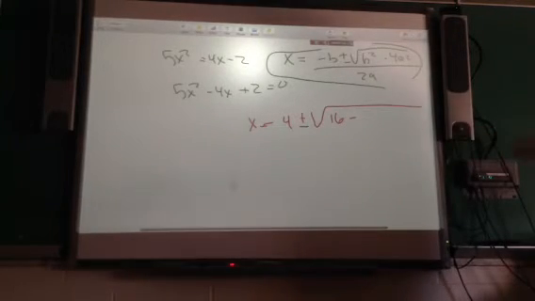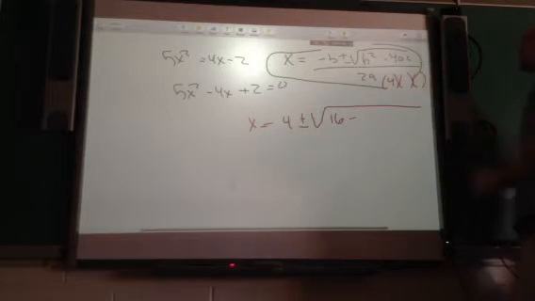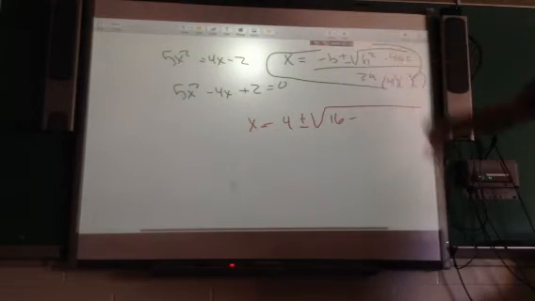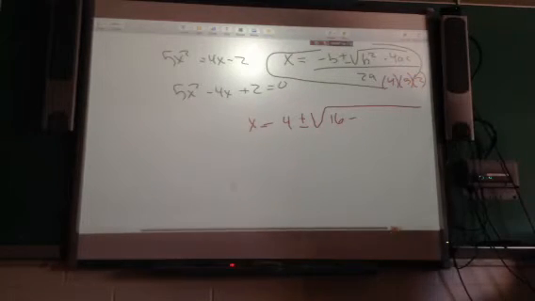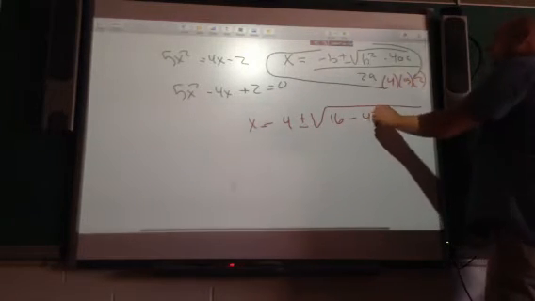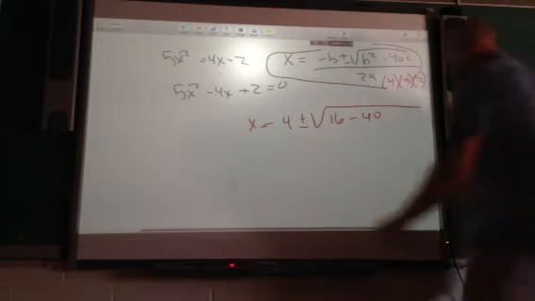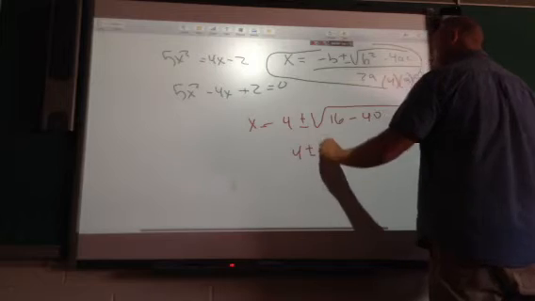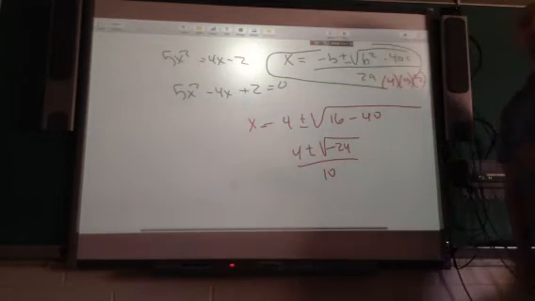Now, I do it this way. I'm just going to take out the 4ac, just so I don't make a mistake. My a value is 5. My c value is 2. What does that give me? 40? So I put a 40 right here. I definitely get a negative. What's 16 take away 40? Negative 24. Now I have 4 plus or minus the square root of negative 24 over 2 times a being 10. But I got a lot of stuff to do to that.